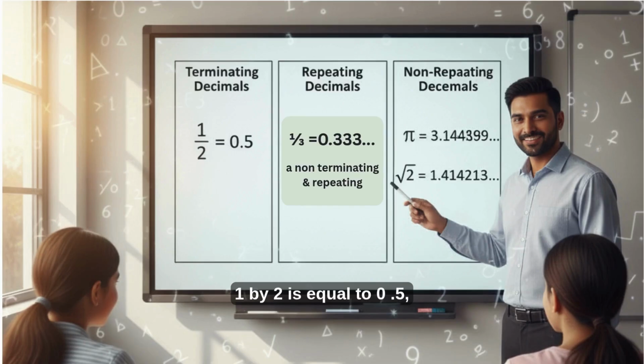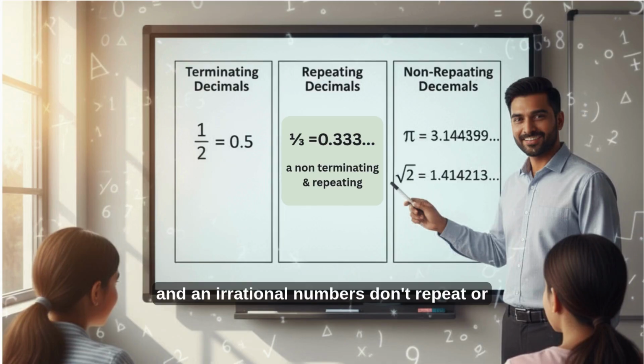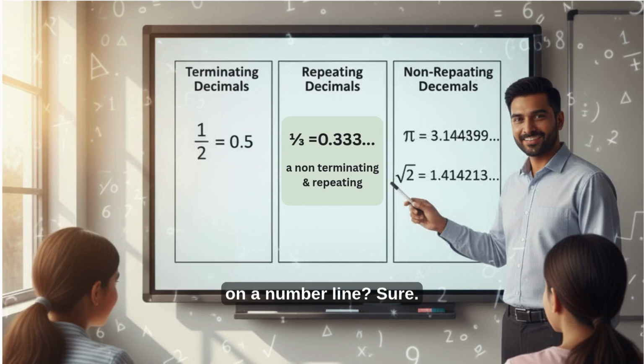Absolutely. 1 by 2 is equal to 0.5, which is terminating, whereas 1 by 3 is equal to 0.3333 and so on, a non-terminating repeating decimal. And irrational numbers don't repeat or end, right? Exactly. Teacher, can you show how we can represent √2 on a number line?